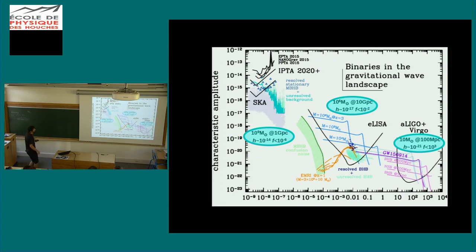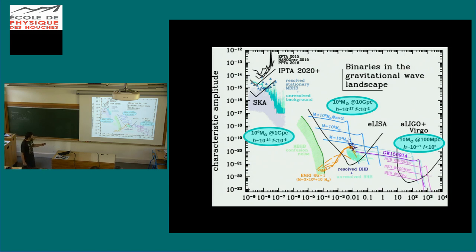Now you see, for example, from the scaling that we saw before, for stellar mass objects, if you take a 10 solar mass black hole at 100 megaparsec, you know that h is 10 to the minus 21, and the frequency is around a kilohertz, right? And this is the realm of ground-based detectors. And in fact, we detect those sources with the LIGO-Virgo interferometers, right?